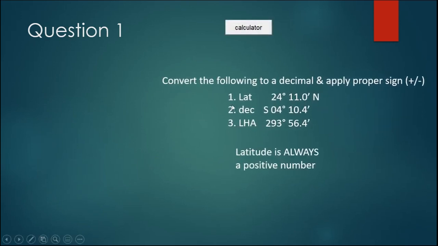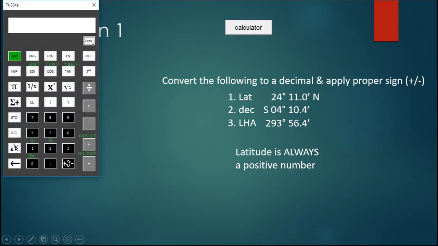Latitude is always going to be a positive number, and remember from previous lessons, to convert degrees to decimals, we just take our Texas Instruments 30XA here and we'll key in 24.110, second function, degrees to decimals, and we get 24.19. And like I said, latitude is always a positive number.